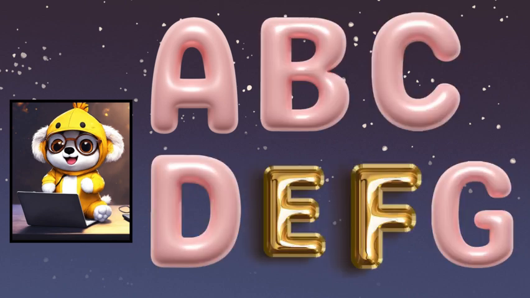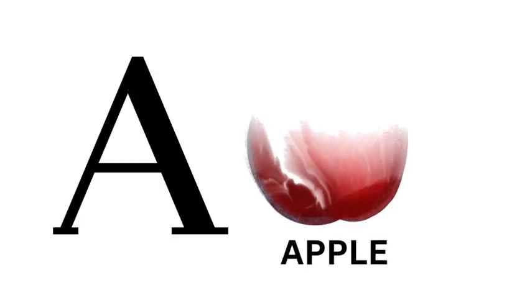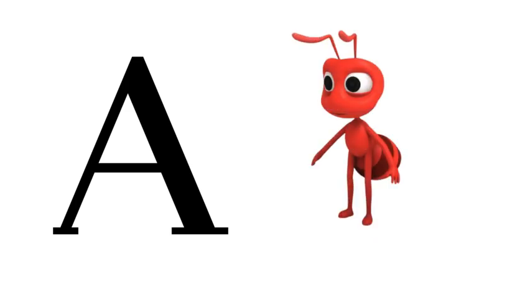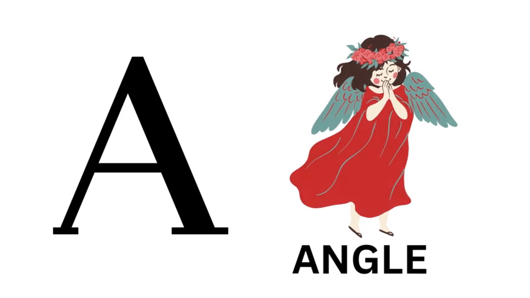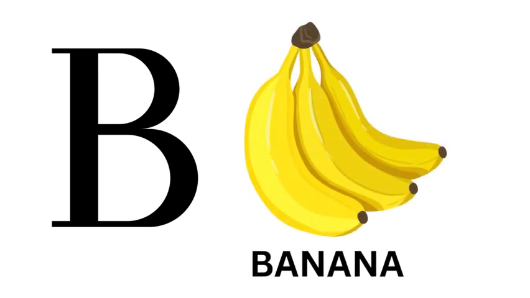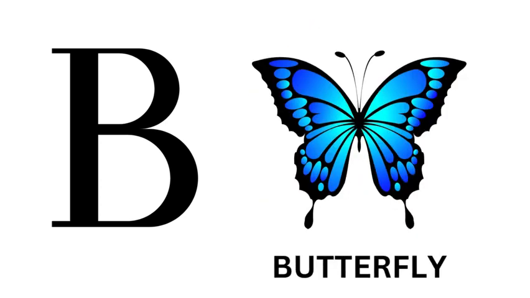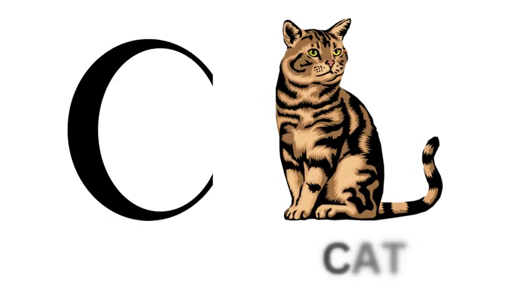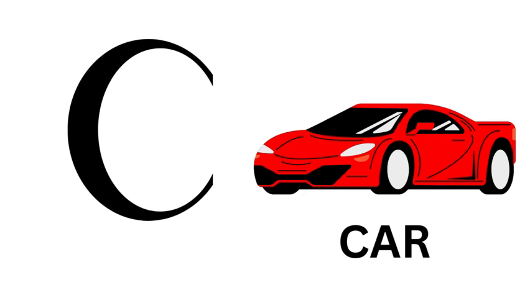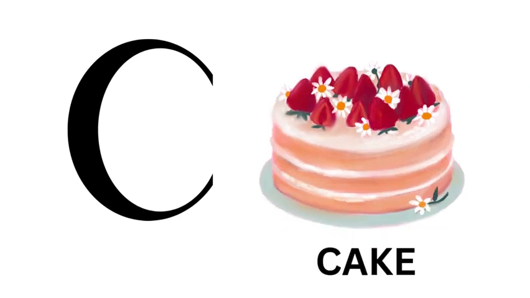Learn the English alphabet with example words. Let's explore the topic. A for apple. A for ant. A for angel. B for ball. B for banana. B for butterfly. C for cat. C for car. C for cake.